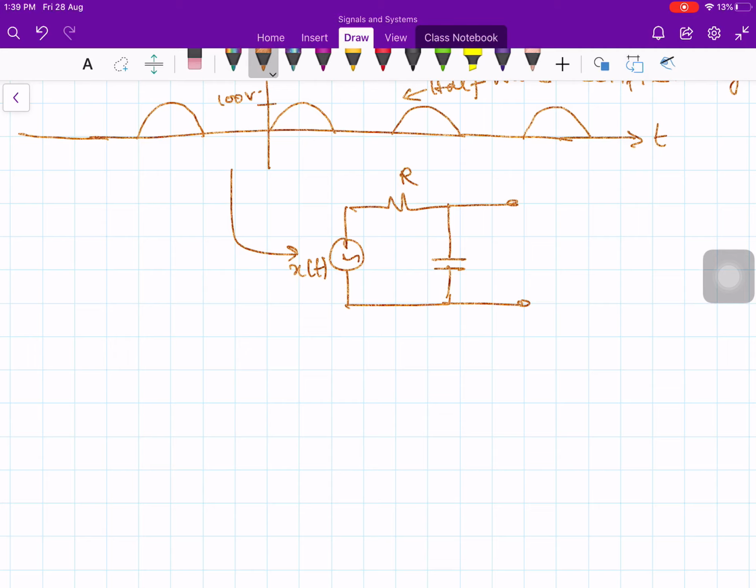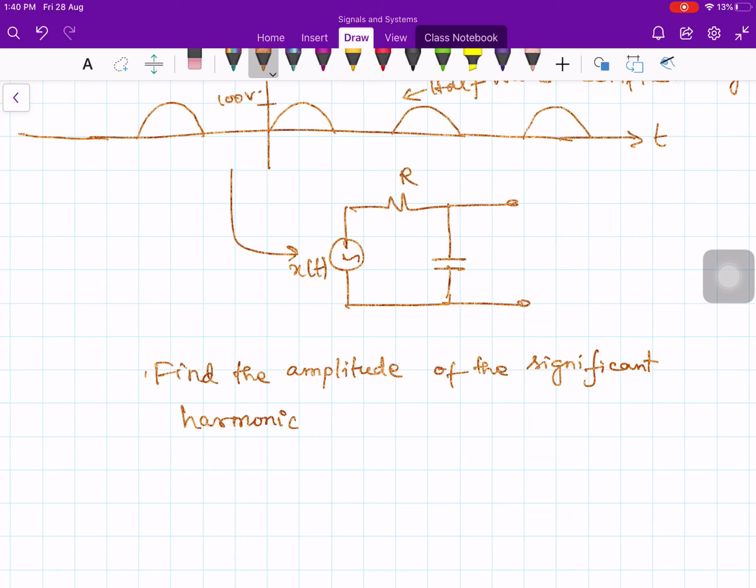So the problem is: find the amplitude of the significant harmonics in Vi and V0.